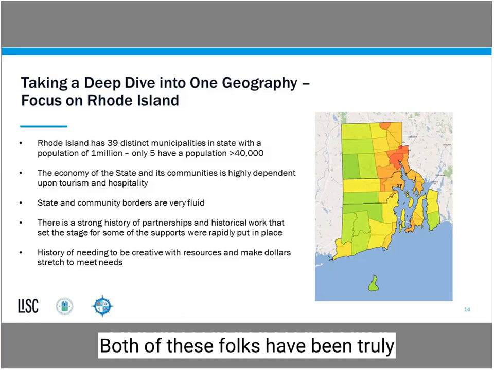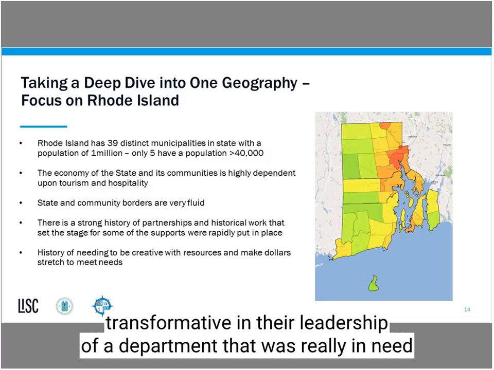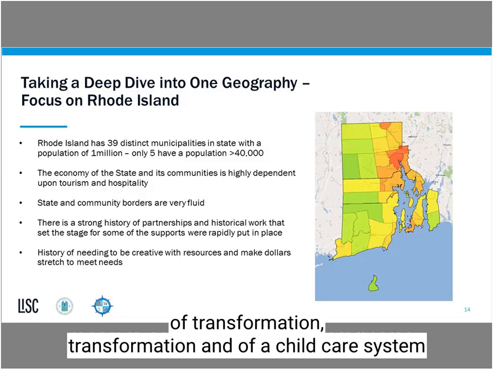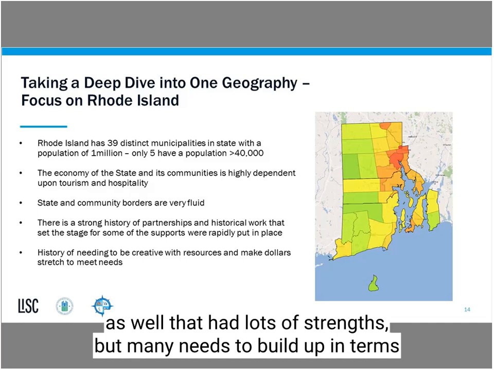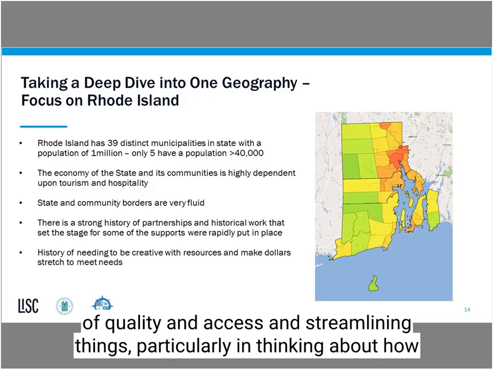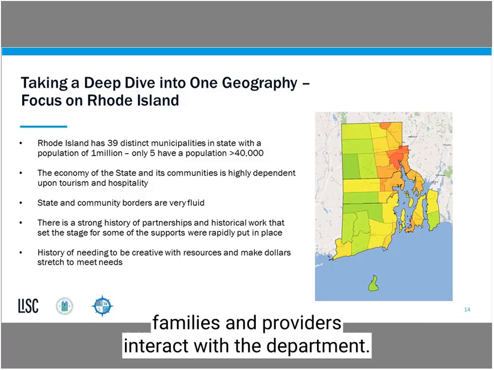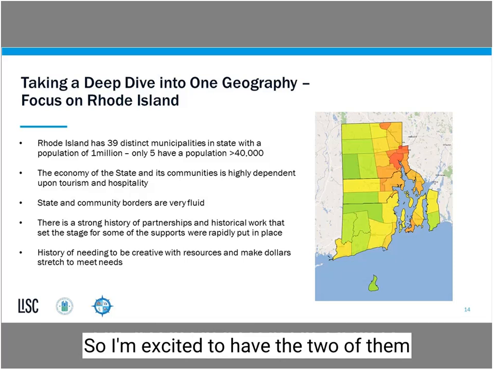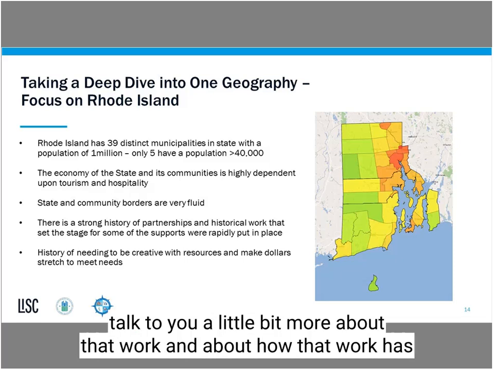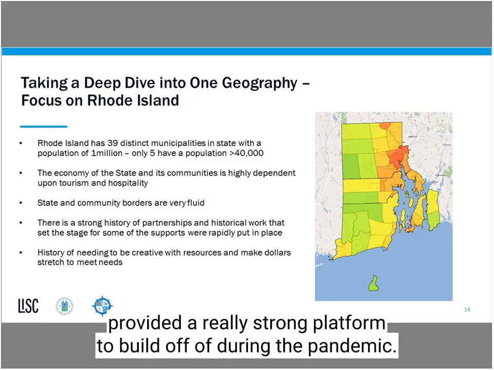Both of these folks have been truly transformative in their leadership of a department that was really in need of transformation and of a child care system as well that had lots of strengths, but many needs to build up in terms of quality and access and streamlining things, particularly in thinking about how families and providers interact with the department. So I'm excited to have the two of them talk to you a little bit more about that work and about how that work has provided a really strong platform to build off of during the pandemic.